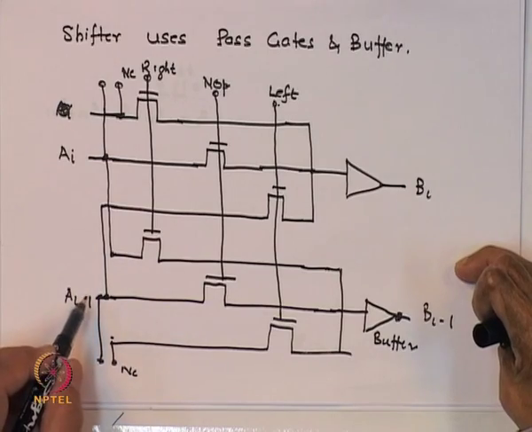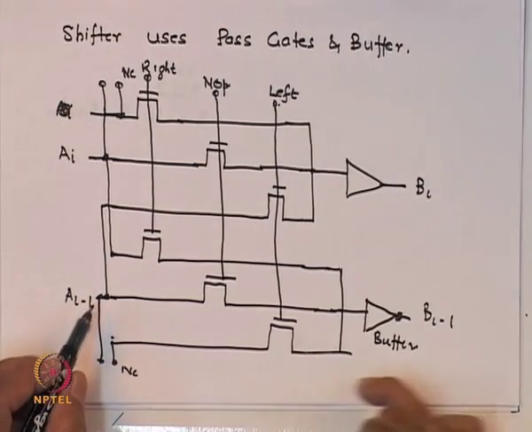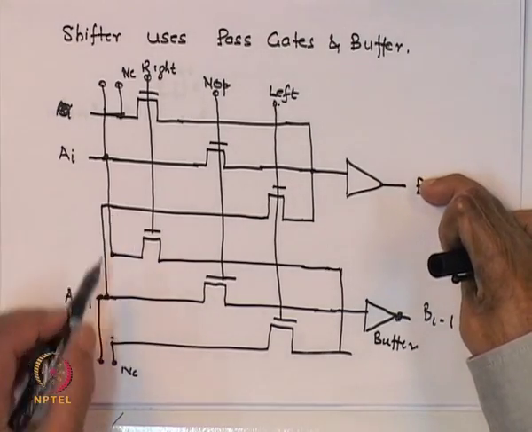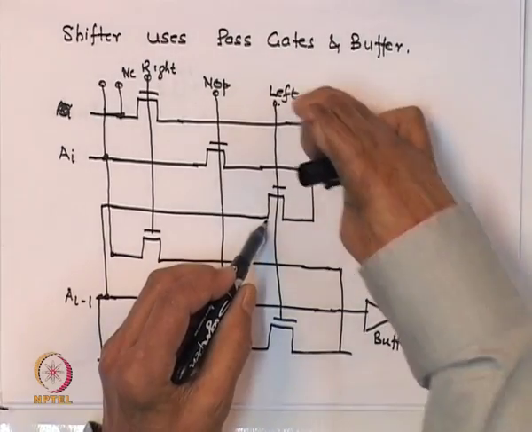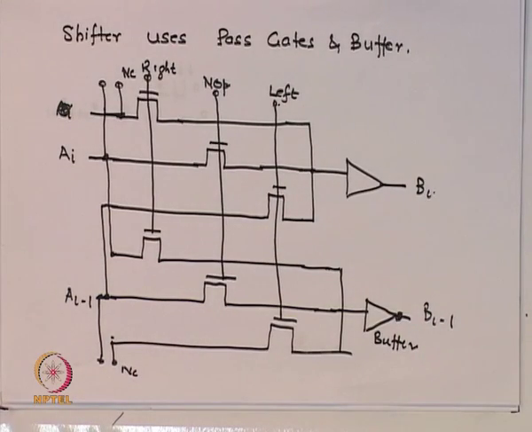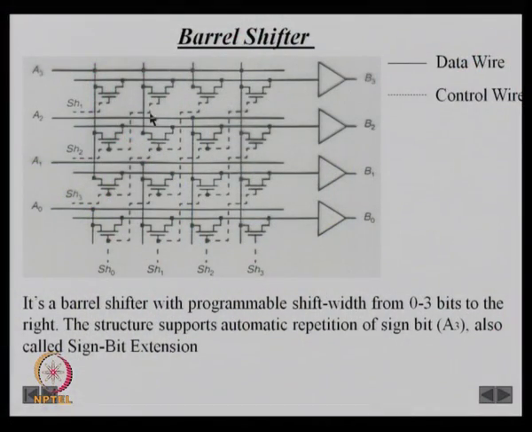If you want left, I must go above to reach here. So obviously I will go up, this is high, and since this is high, this is transferred. So left and right data can be transferred, and no operation is also possible. To show you the data wires and control, a 4 bit barrel shifter is shown here. Earlier I showed you a 2 bit one; the 4 bit is identical.